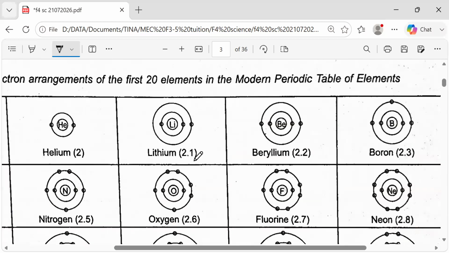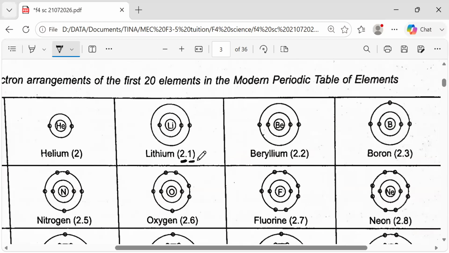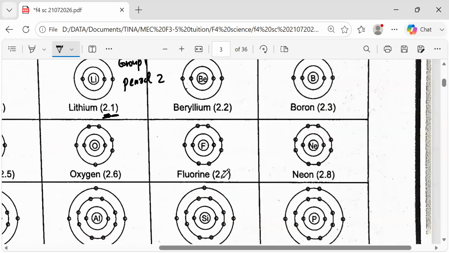Lithium. 2, 1. Okay, 2, 1. Group what? Group 1. Period 2. Because got 2 shells. 1, 2. Period 2. Get it or not? Do you understand? Fluorine 2, 7. Group 17. Period 2. Get it? Can? Okay.